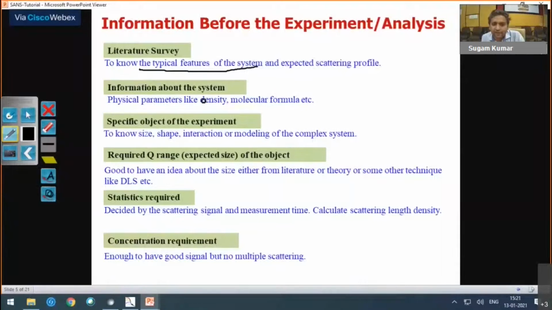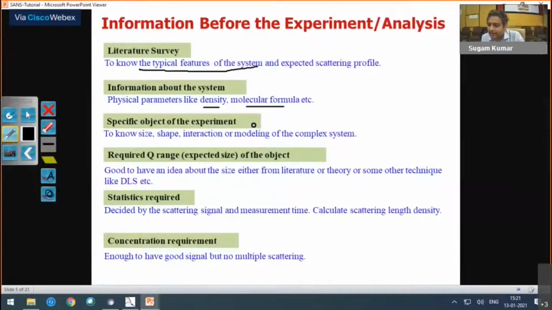The other information about the system is density, molecular formula, molecular weight. This will all be required to calculate the scattering length density, which will further be used in the calculations of theoretical intensity. Then a specific objective of the experiment, basically what we want to determine from this data.